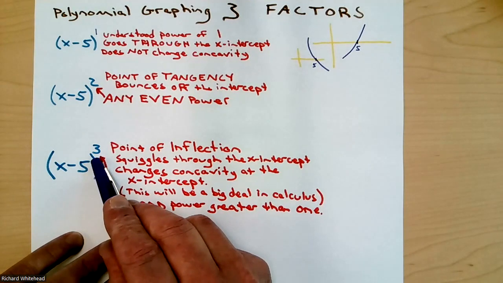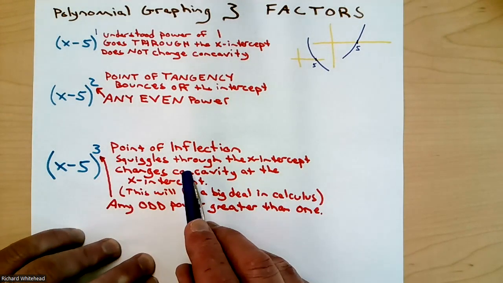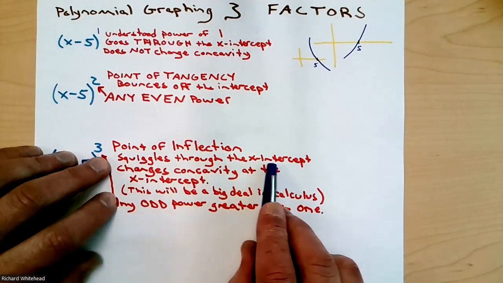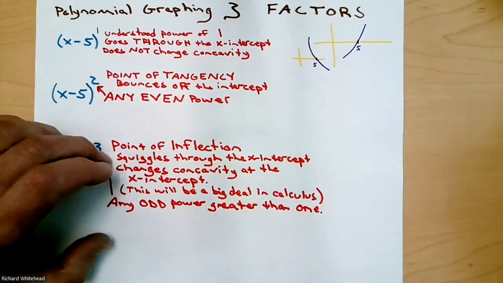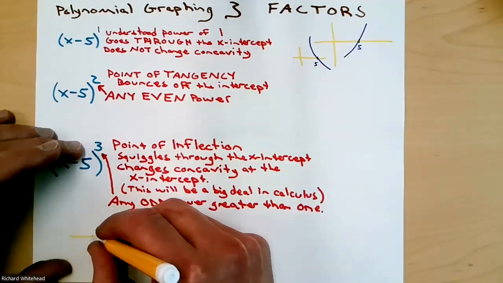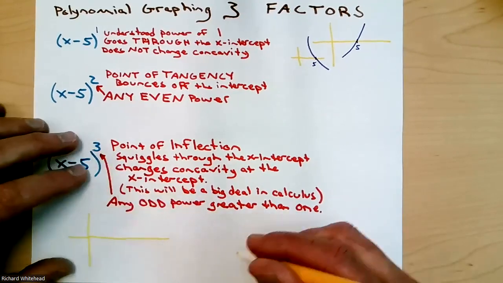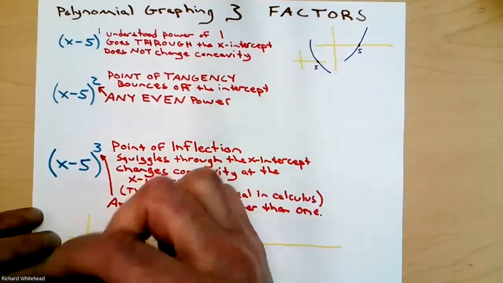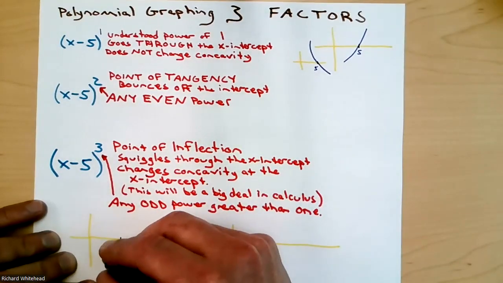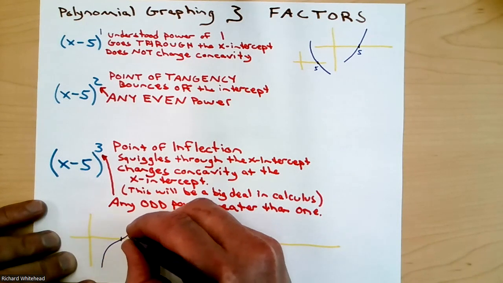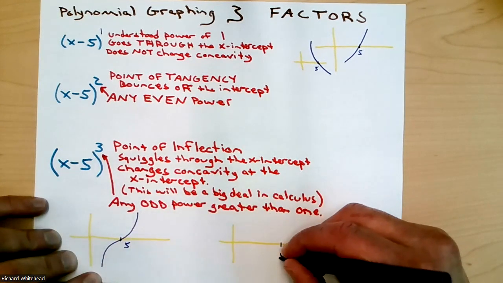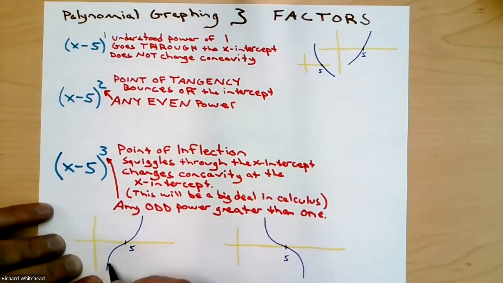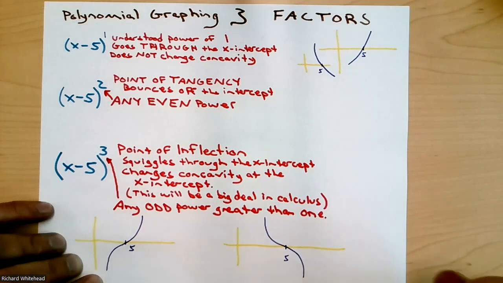If you have an odd power greater than 1, like x to the third power, this is what we call a point of inflection. That's when it kind of squiggles through the x-intercept. So the way these would work is, I've got a 5 right here, and it squiggles like this. Or it could be going the opposite direction, like this. But see, it squiggles through the x-intercept.